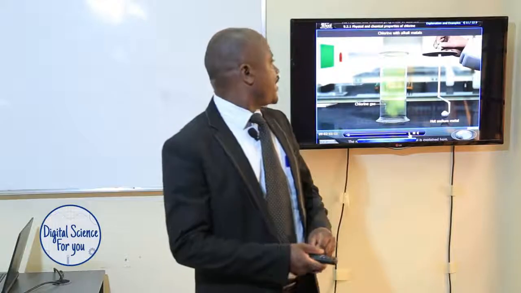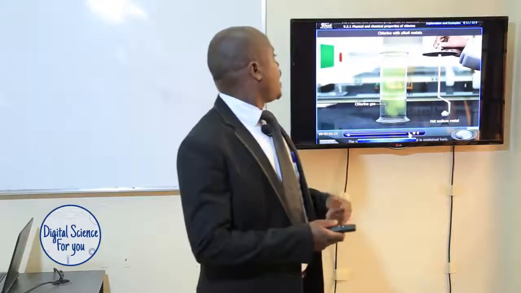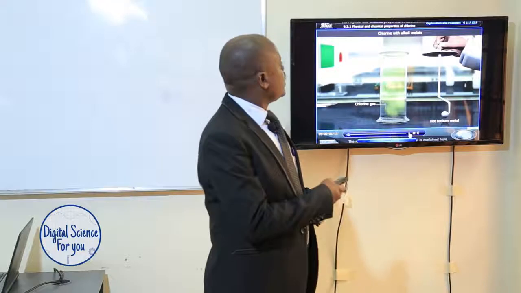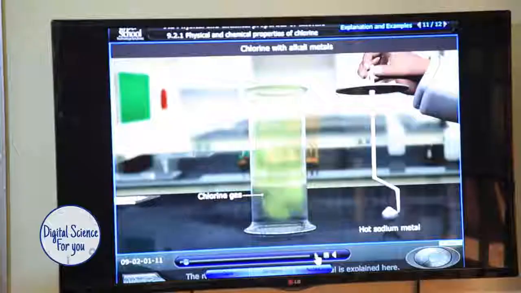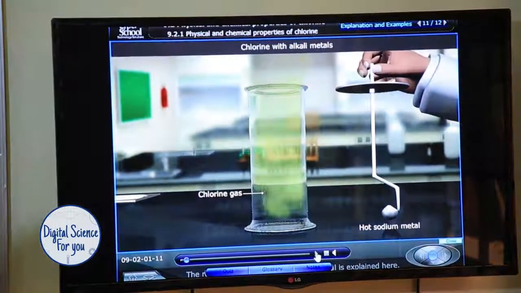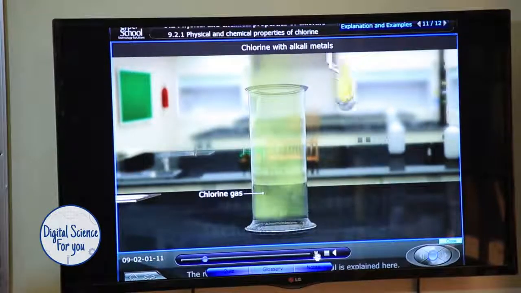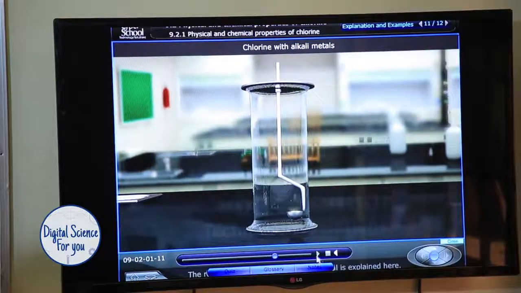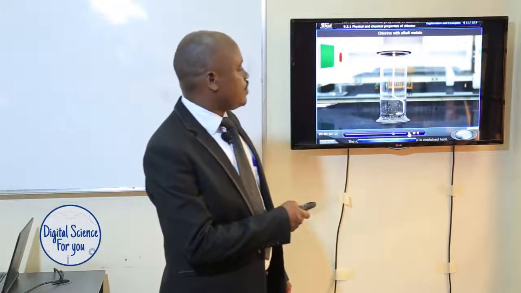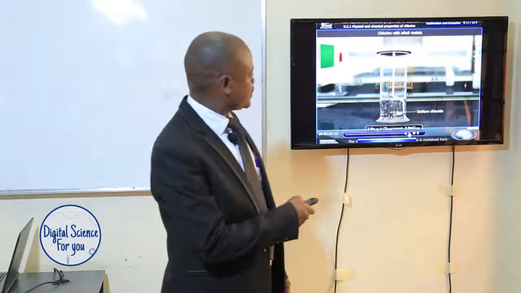Our next property is the reaction with metals. Chlorine is very reactive. It can react with metals, as we have seen, and hydrogen. It can react with non-metals. Now, reaction with alkali metals, for example, sodium. When you lower sodium into a gas chamber containing chlorine, we get a white solid, which is sodium chloride.